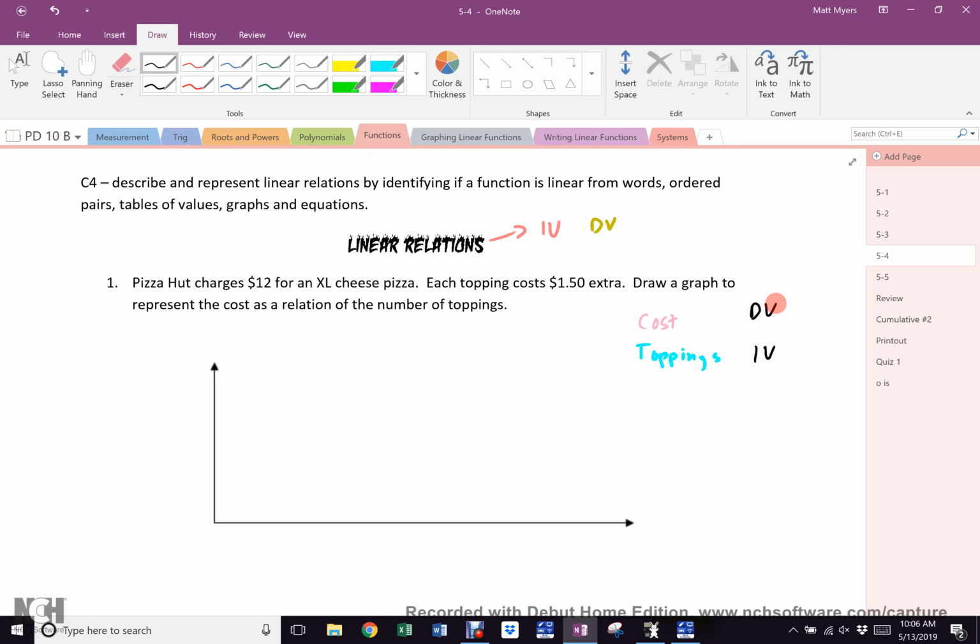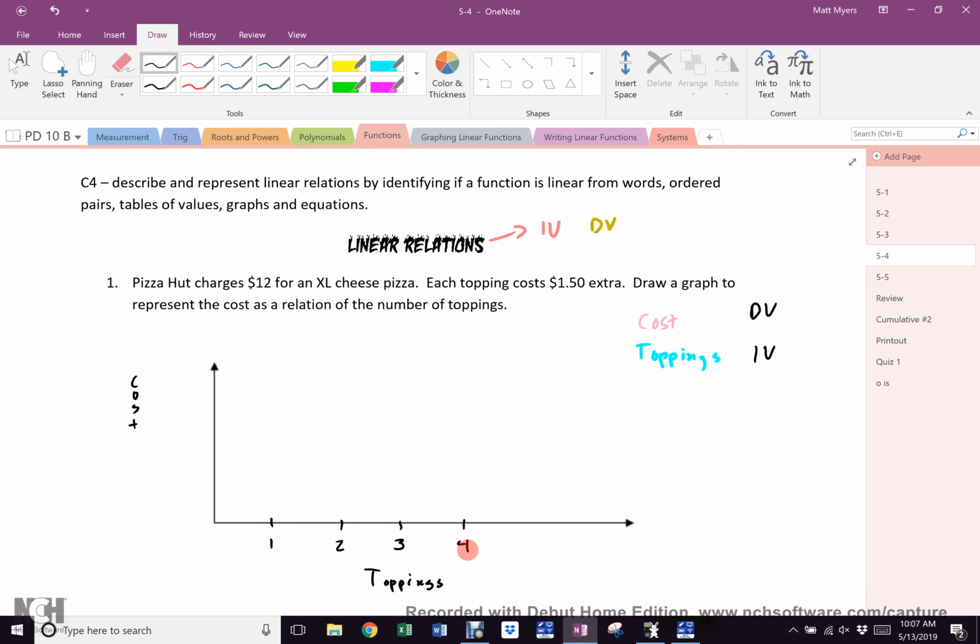So, down here will of course be toppings. Here will, of course, be cost. 1 topping, 2 toppings, 3 toppings, 4 toppings. If you go past 4 toppings, in my opinion, you also do not have a pizza. You have mush.